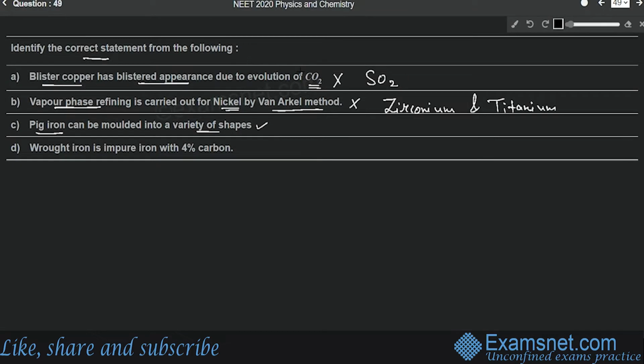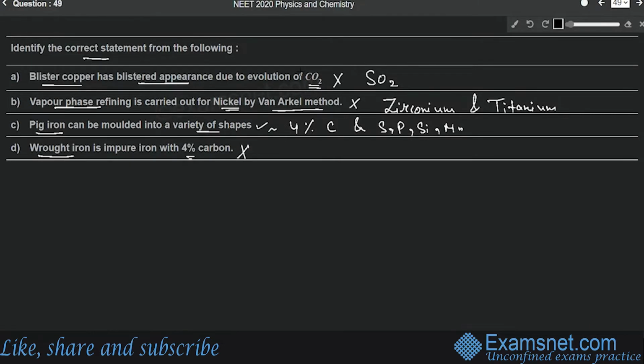The iron that is obtained from blast furnace consists of about 4% carbon and many impurities such as sulfur, phosphorus, silicon, manganese, etc. in smaller amount, and it can be molded into a variety of shapes. So this is a correct statement. Now what does the last statement say? It says wrought iron is impure iron with 4% carbon content. So is this a correct statement? No, this is also an incorrect statement.